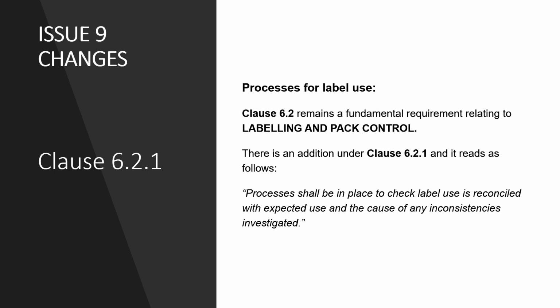Under clause 6.2.1, there is an addition and it reads as follows. Processes shall be in place to check label use is reconciled with expected use and the cause of any inconsistencies investigated. So that is now an addition under clause 6.2.1.